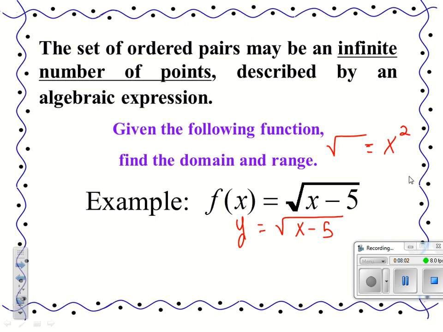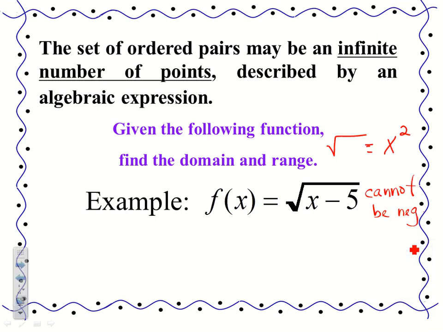All right, so knowing this, what would the domain be? The smallest number that I can substitute for x, remember, what's inside the square root cannot be negative. So the smallest number that I can substitute over here would be 5, because 5 minus 5 would equal 0, and 0 is the smallest non-negative number. Very good.